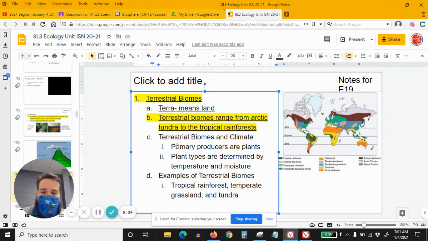So in a terrestrial biome, the primary producers are usually plants. In fact, they're probably always plants in terrestrial biomes. Plant types are determined by the temperature and moisture. Up in the frozen tundra, you might have some shrubs and maybe some trees, but you're going to have mosses. You're not really going to have grasses. In more temperate biomes, like where North Carolina is, you're going to have more grasses and weeds and stuff. Tropical rainforest, temperate grassland, tundra, those are all examples of terrestrial biomes.